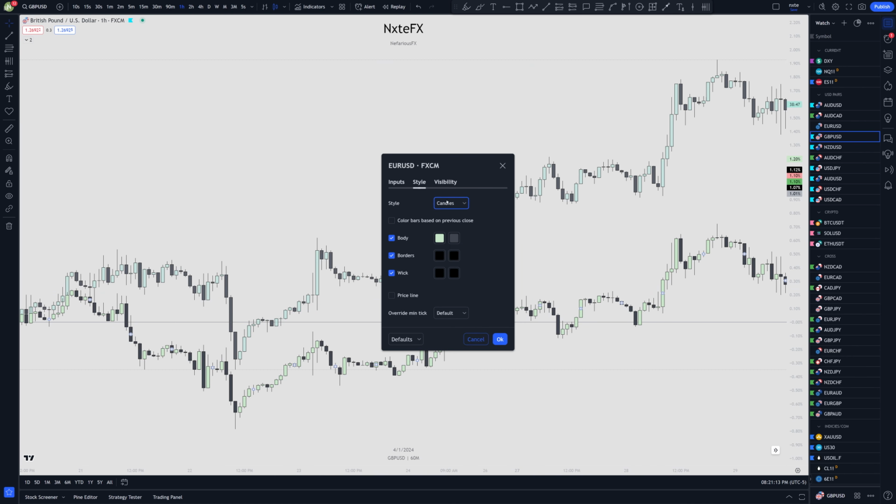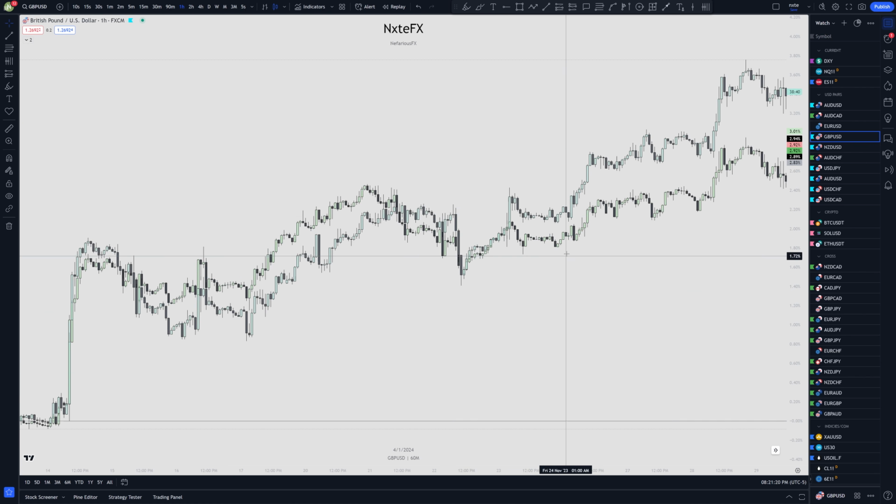So just double click on it and make it whatever you want. I'll go with candles. You can go with lines, whatever. So that's one way.